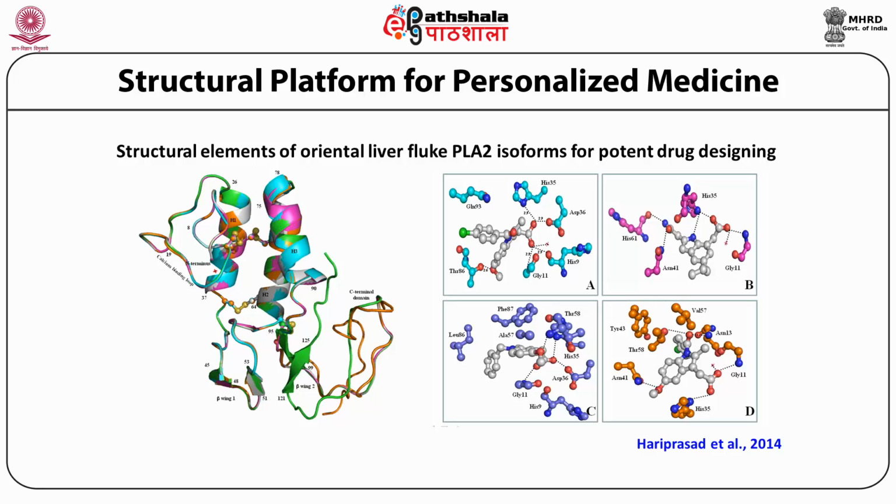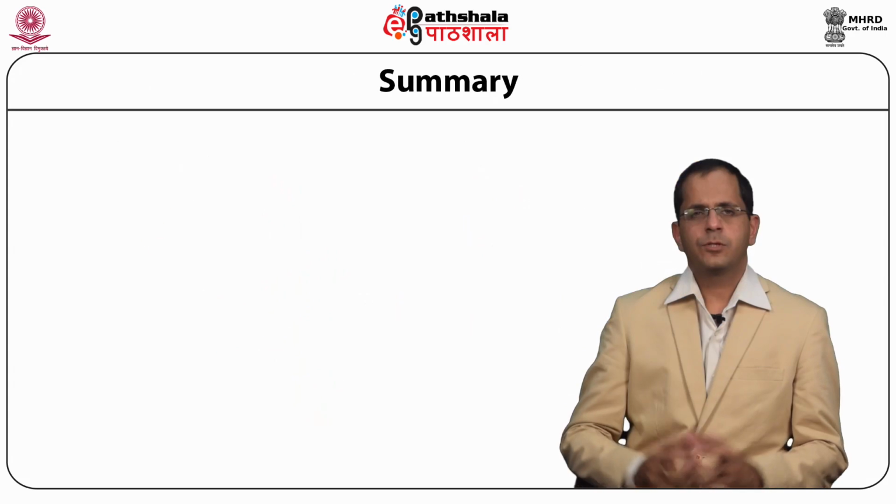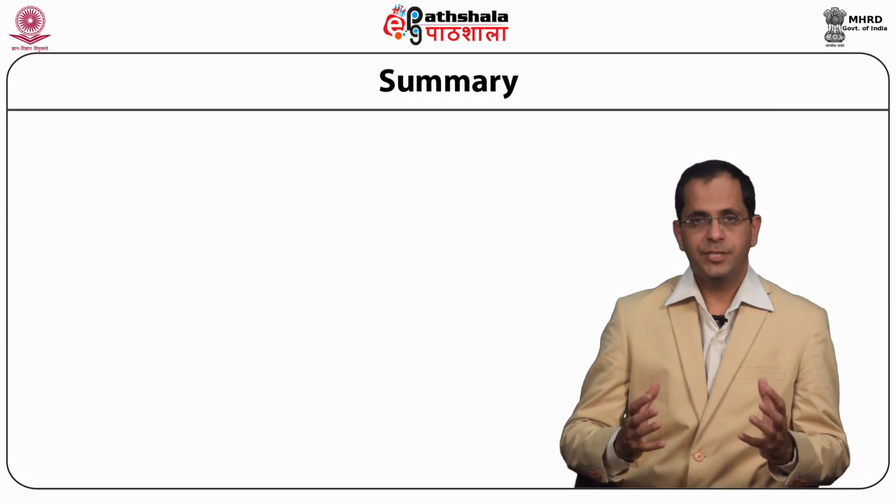In this example, A, B, C, D represent the catalytic site, or the site where the substrate binds on this particular enzymatic drug target. And very rightly, we have shown that different molecules bind with different potencies to each of these 4 different isoforms. This lays the foundation for the concept of personalized medicine. So, students, I hope you enjoyed this lecture.